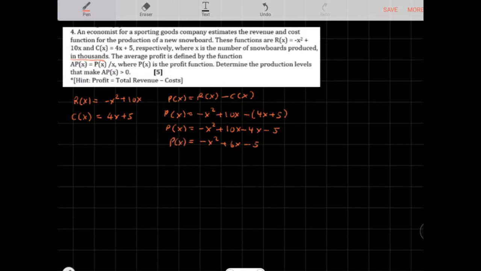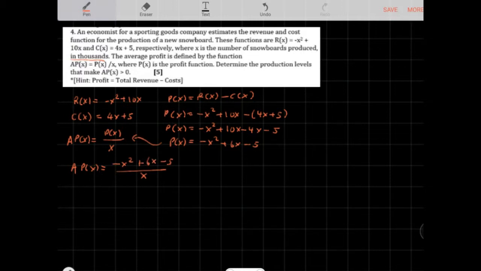And now what we want to figure out here is our average profit function. So they're saying that our average profit function, a p of x, is the profit function divided by x, the number of goods in thousands, right? So in this case, we basically have a p of x is equal to negative x squared plus 6x minus 5 over x. And we want to figure out when is our average profit function going to be greater than 0. So when is production going to allow for our average profit to be greater than 0, right?